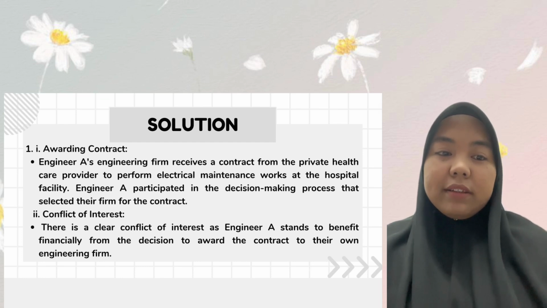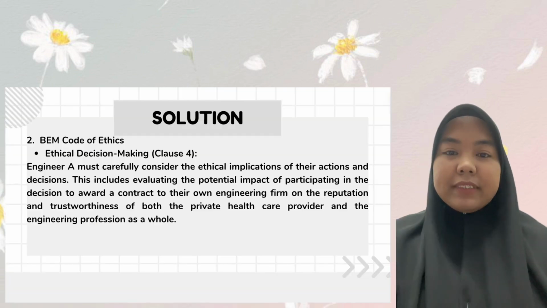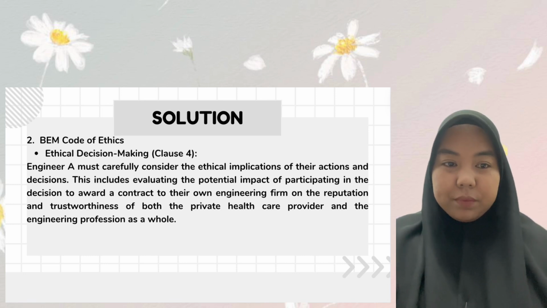For the second one, conflict of interest. There is a clear conflict of interest as Engineer A stands to benefit financially from the decision to award the contract to their own engineering firm. BEM Code of Ethics for case number 2. Ethical decision making, clause 4.